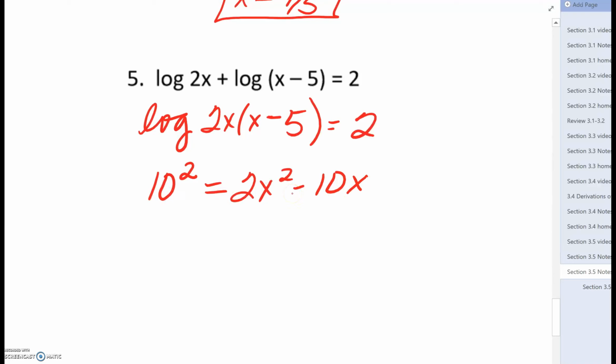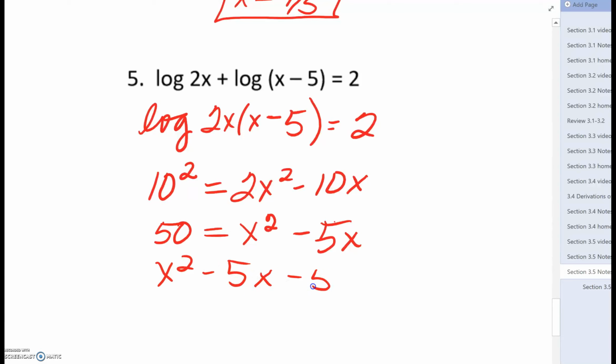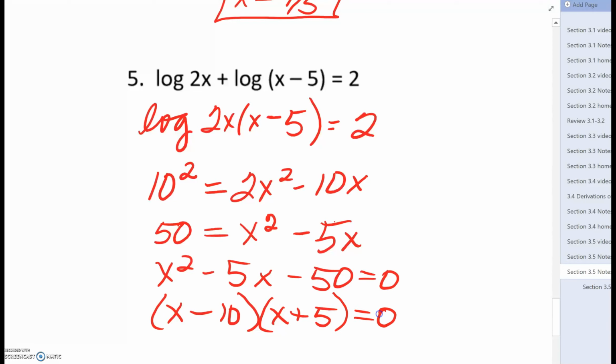Looks like we can divide both sides by 2. 10 squared is 100, but if you divide that by 2, you get 50. 2x squared divided by 2 is just x squared. 10x divided by 2 is 5x. So then you have x squared minus 5x minus 50 equals 0. Factor: x minus 10 times x plus 5 equals 0. So you get x to be 10 or negative 5.